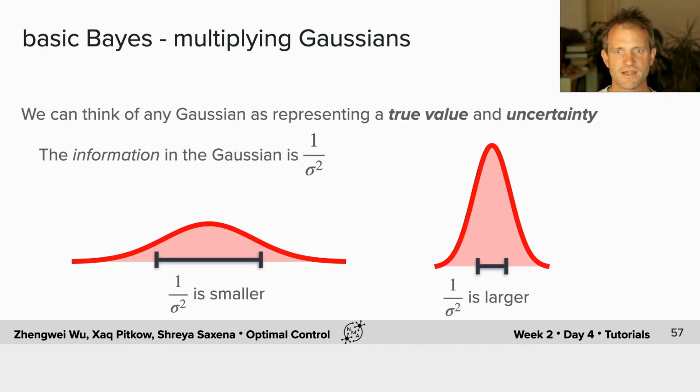Now, we can think of any Gaussian as representing a true value, and uncertainty around that true value. In this case, that means they have different amounts of information based on how much uncertainty they have. The information in a Gaussian is inversely proportional to its variance. So, here on the left we have a Gaussian with a wide variance, and its information is therefore smaller. The Gaussian on the right has a narrow variance, its information is larger.